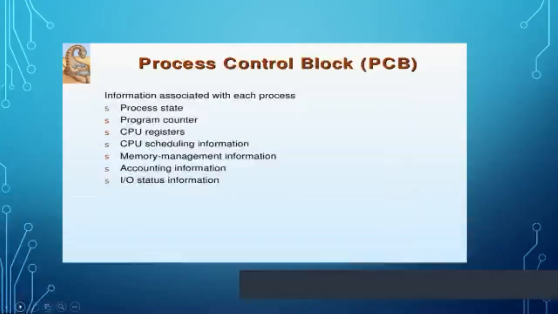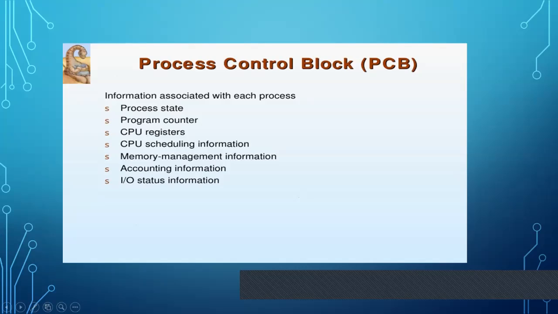Process control block. Information associated with each process. What are the different pieces of information associated with each process? Process state, program counter, CPU registers, CPU scheduling information, memory management information, accounting information, IO status information. These are the different pieces of information associated with each process.